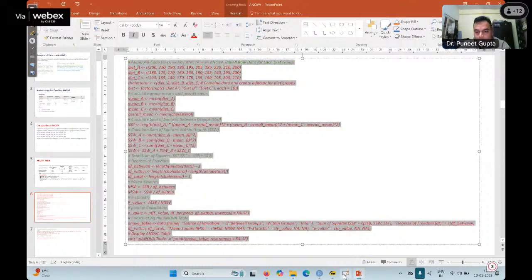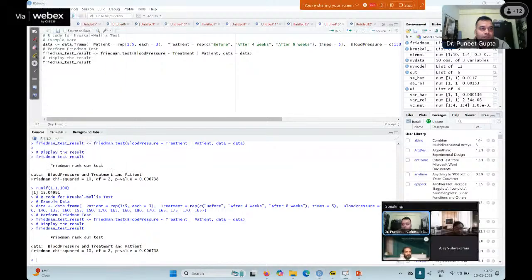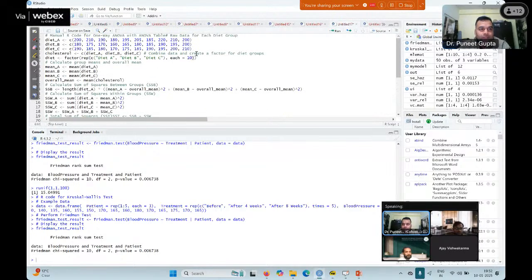Now I'm copying the entire code. I'm moving to a new file in RStudio. Okay, I have pasted the entire code. Let me first tell you how the data is created.